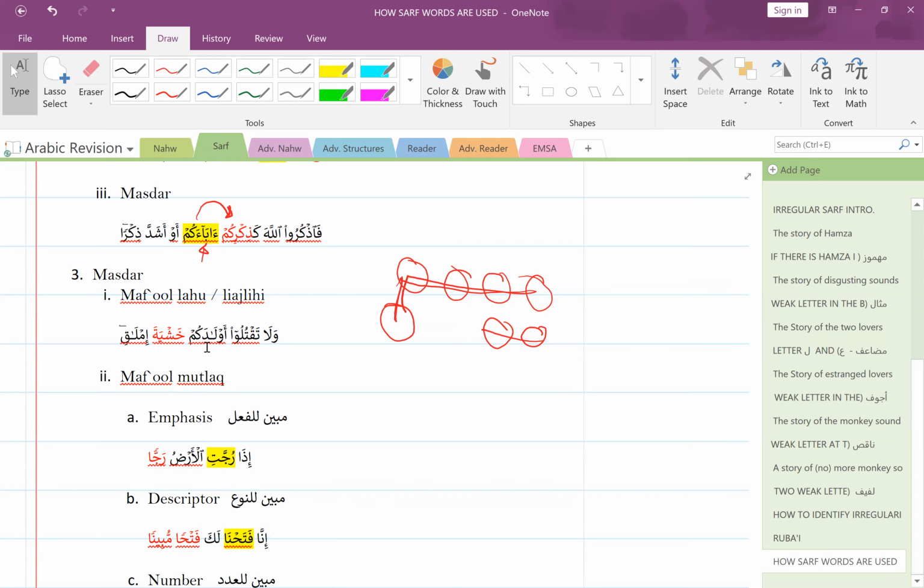So you're reading a sentence and you see something that is nasab, because a maf'ul has to be nasab. All maf'uls are mansub. Maf'ul lahu, maf'ul bihi, maf'ul hal, whatever kind of maf'ul it is, it's going to be mansub. So you see something that is nasab and it seems like it's providing the reason. It's answering the question why. So let's look at this example here.